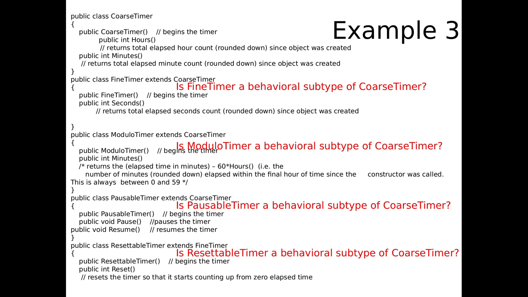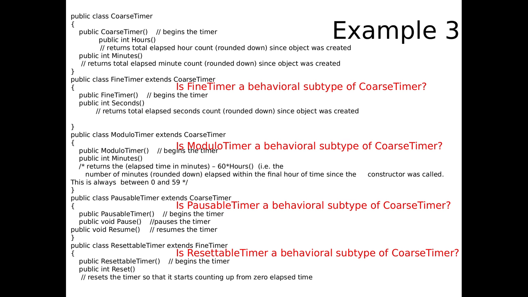How about modulo timer? Modulo timer claims it's a course timer, but when you call minutes, it actually returns the number of minutes, rounded down, elapsed within the final hour since the constructor. It discards the hour component. Maybe it's 100 hours and 30 minutes, so it just says 30. Would that be a legitimate course timer? No, because someone could be studying for the final for 100 hours and 30 minutes, and they call minutes, and it says 30. You've only been studying for 30 minutes, and you have to put that in your activity log. And Osgood says, what's up with that?